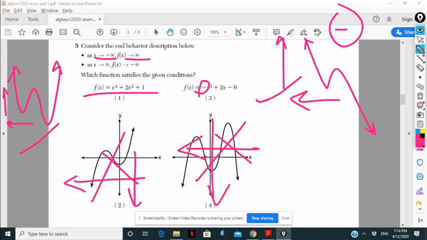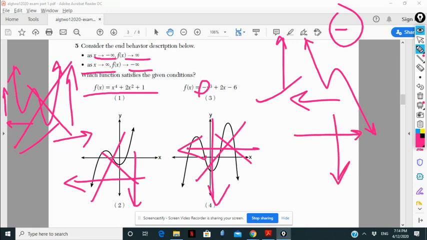So now I have either 1 or 3. Now the second part: if you go to positive infinity, it's going to negative infinity. Here, if it's going to positive infinity, it's going to positive infinity. That's incorrect. And if it's going to positive infinity, it's going to negative infinity. That's correct. So the answer is number 3.